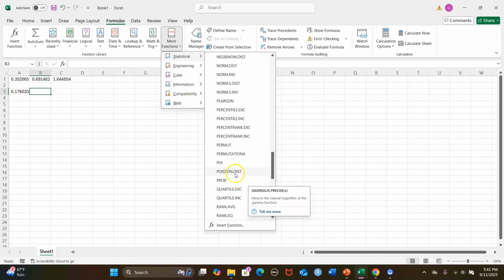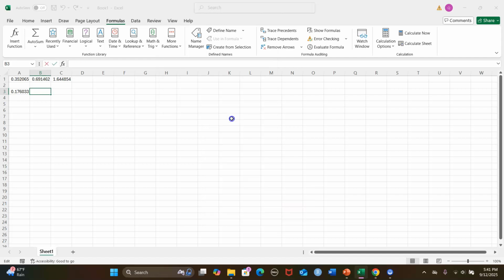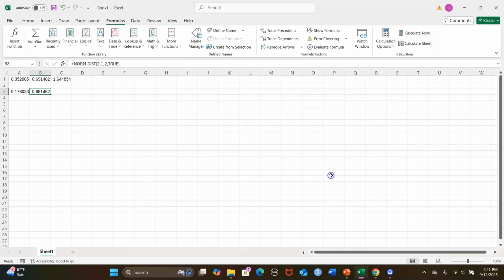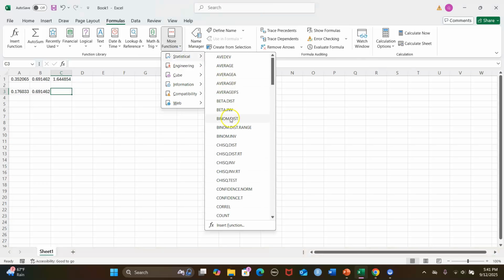But what if you specify cumulative equal to true? Okay. NORM.DIST. So remember this. It's a 2, 1, 2, and it's a true. Okay, so this is similar. This is 0.691462.